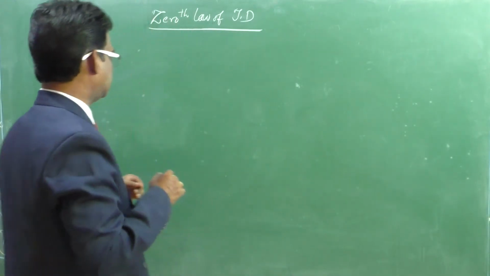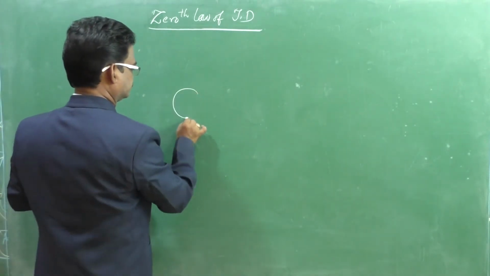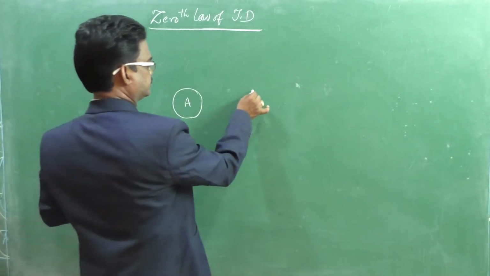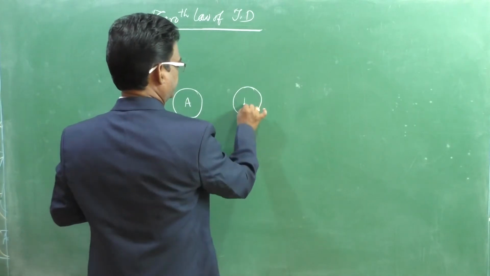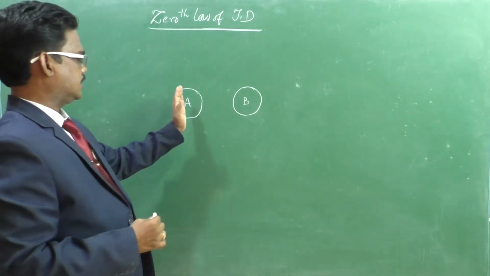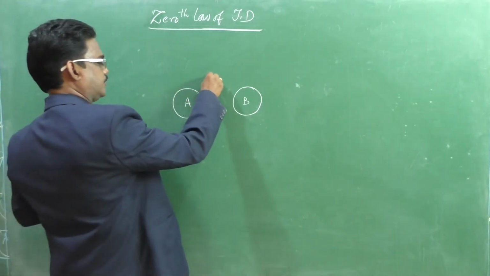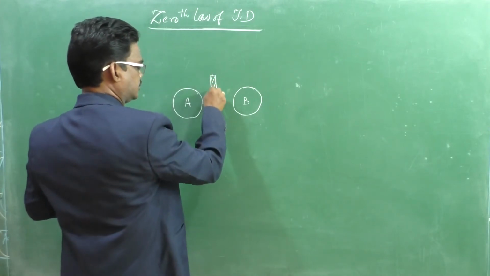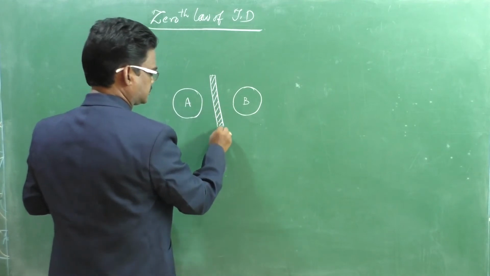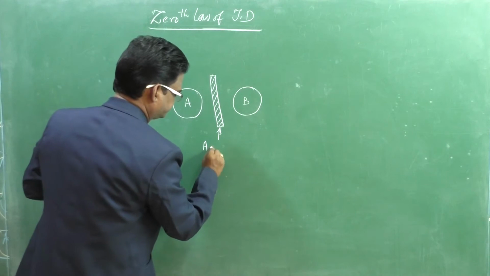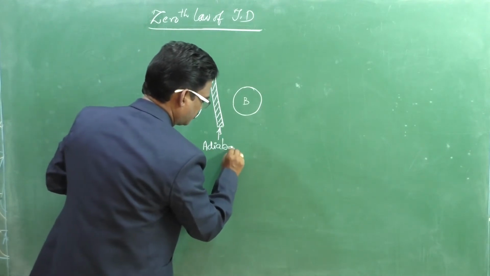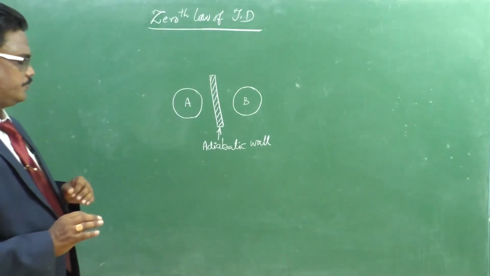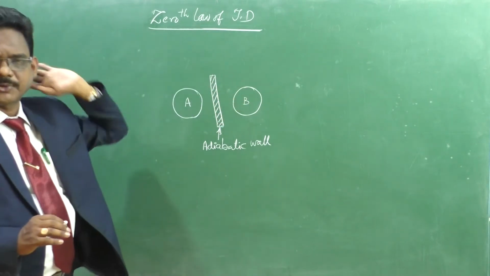Now, consider this is body A and this is body B. These two bodies are separated by an adiabatic wall. That means there is no heat transfer between A and B. This separation we call an adiabatic wall. There is no transfer. A has its own temperature and B has its own temperature.